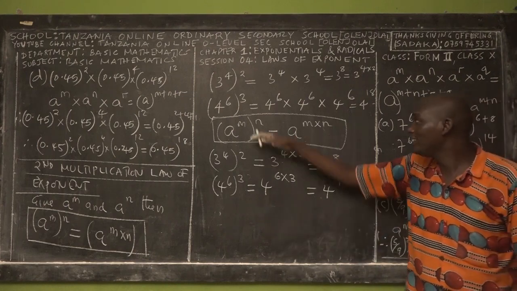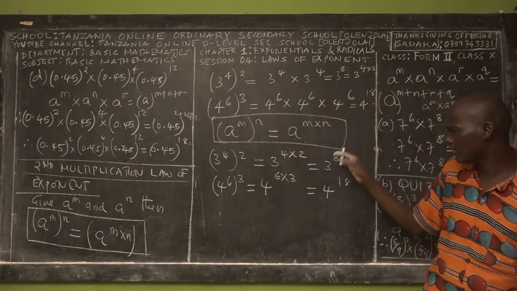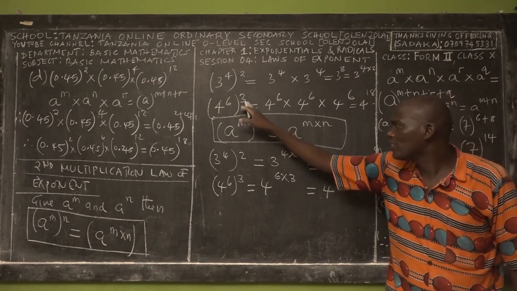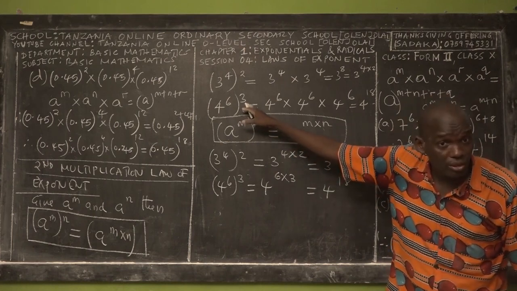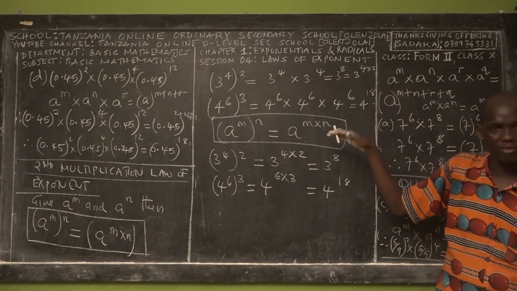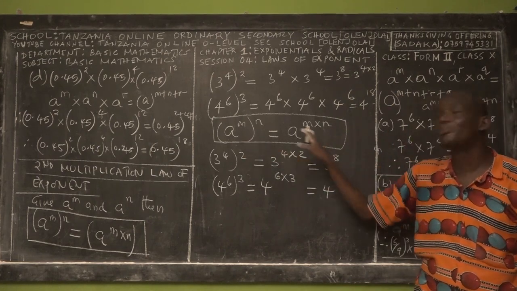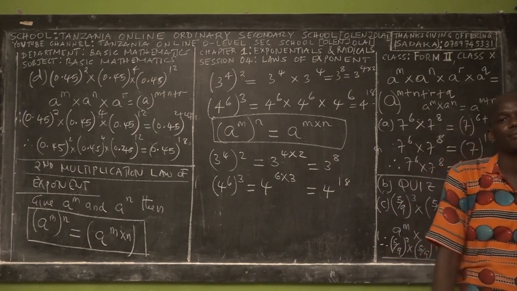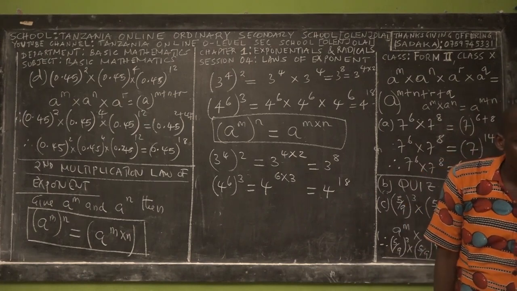Because sometimes, when writing the expanded form, suppose that here you have power 6 or power 12, you have to write a long expression, and sometimes you can confuse yourself. That's why we are introducing laws to simplify life. Are we together?